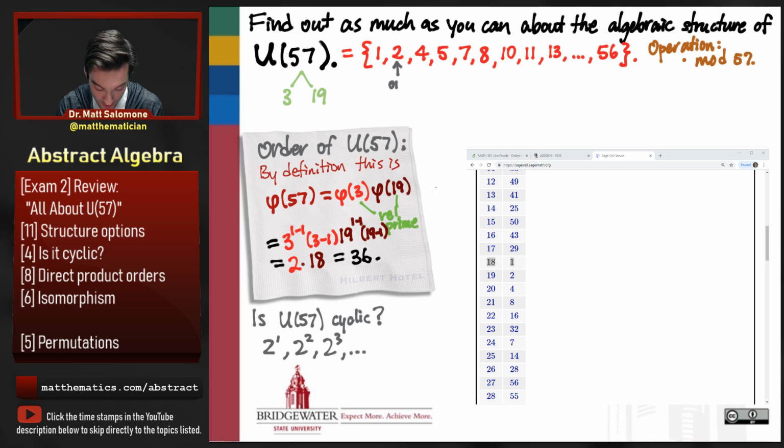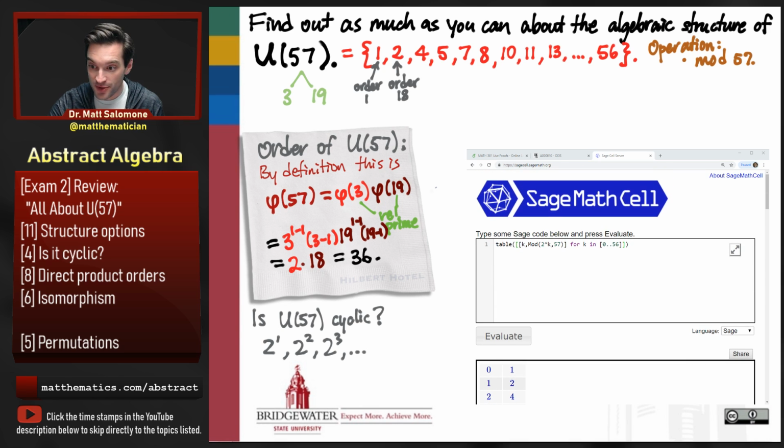So let's think for just a second about what that has told me about the element 2. It tells me that the element 2 has order 18 in my group, right? Because the 18th power comes back around to the identity. The identity is our unique element of order 1. But no smaller power than the 18th power of 2 gets me back around to that identity.